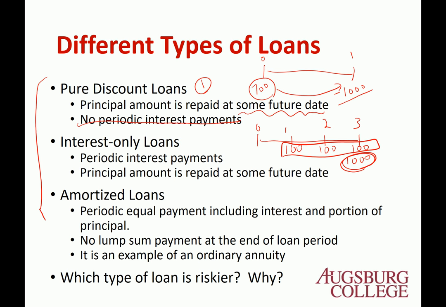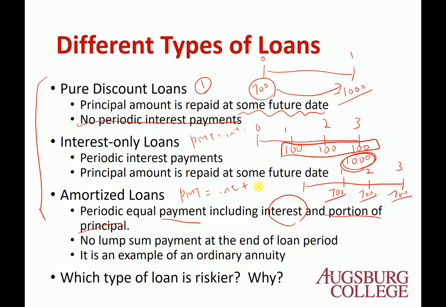Now the third type is the amortized loan. An amortized loan is like, suppose you have a 3 year payment, like say $700 for 3 years, and you pay up everything, like a car payment or a home mortgage. So periodic equal payments, including interest and a portion of the principal. For an interest only loan, the payment is just interest. But for an amortized loan, your payment includes the interest plus some portion of the principal.